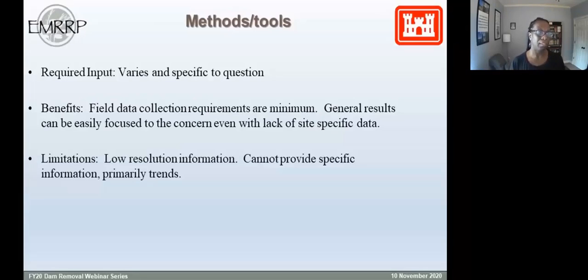The benefits of this process are that field data collection requirements are minimum. General results can easily be focused on what your concern is despite the lack of the data. The limitations are obviously this is a low resolution type of solution to your problem. You can understand trends and what probably will happen, but it is not a true predictive model.